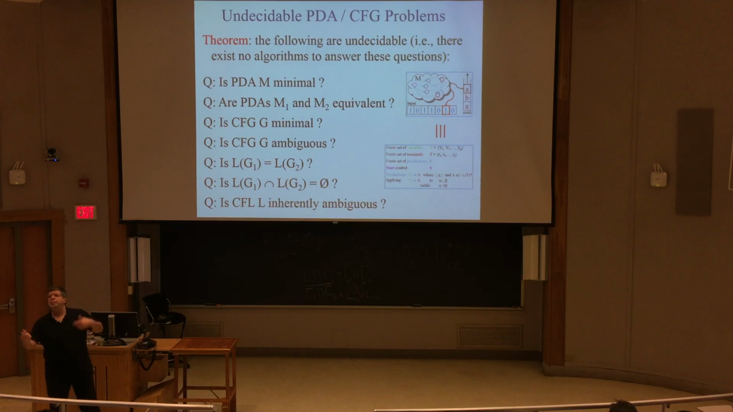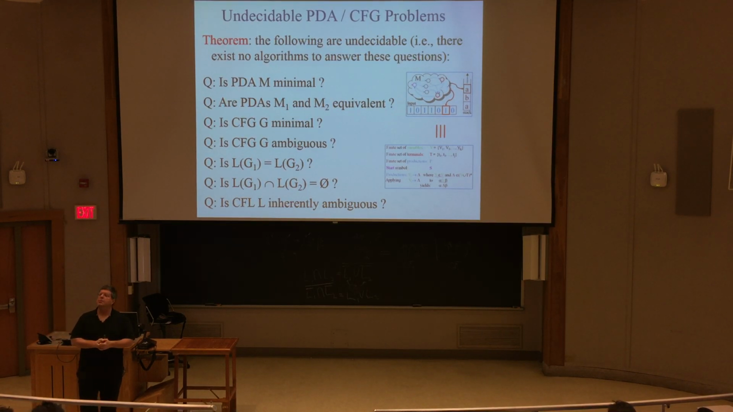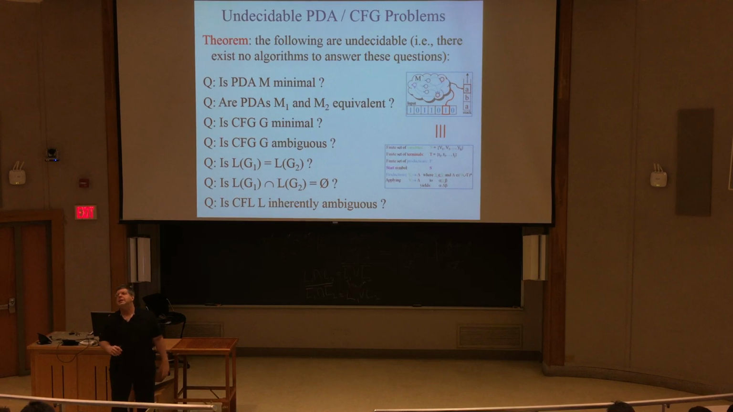Whether I give you 2 PDAs, 2 push-down automata, and I say, is this the same as that? In other words, do they accomplish the same thing? Do they accept the same language? Undecidable. There's no general algorithm to determine that, and we can prove it. Is the context-free grammar minimal? Is it ambiguous? Is the language of the 2 grammars the same language? Is the intersection of the languages of 2 grammars empty or not? Is a language ambiguous or inherently ambiguous? Undecidable.